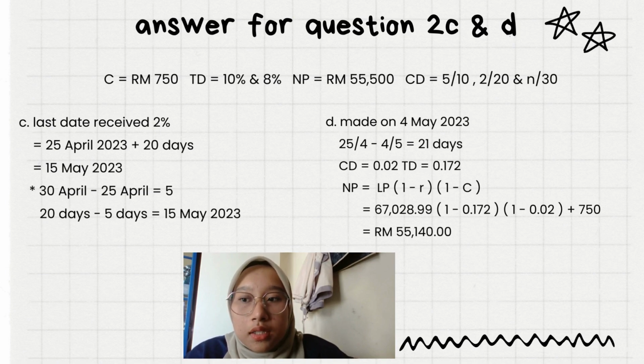So since NP equal to LP in bracket (1 minus R) close bracket in bracket (1 minus C) close bracket, then 67,028 and 99 cents in bracket (1 minus 0.172) close bracket in bracket (1 minus 0.02) close bracket plus 750. Then the answer is RM 55,140.